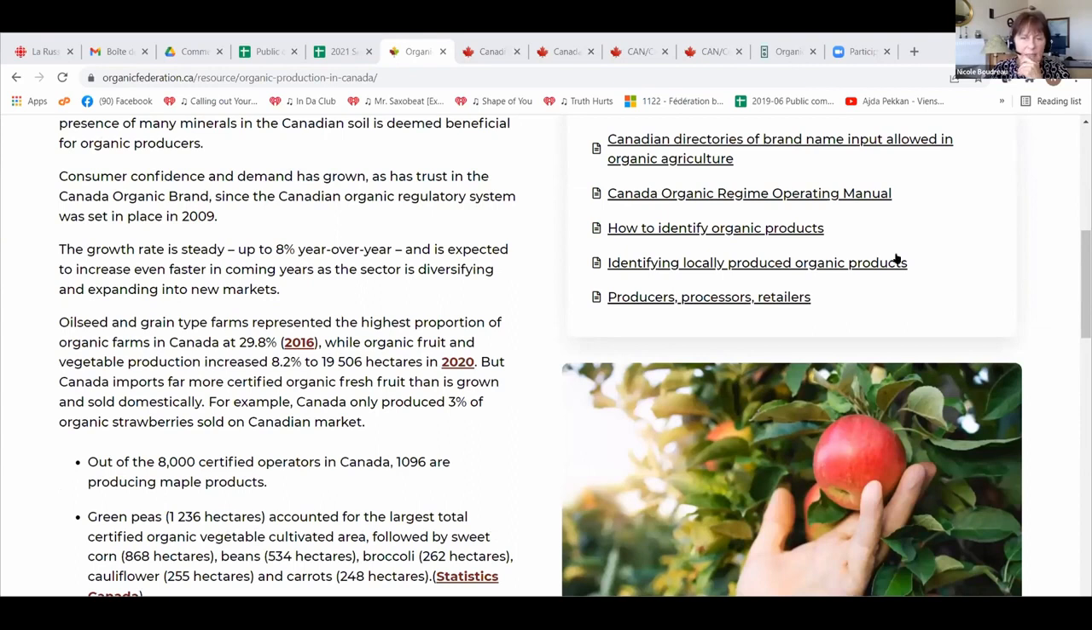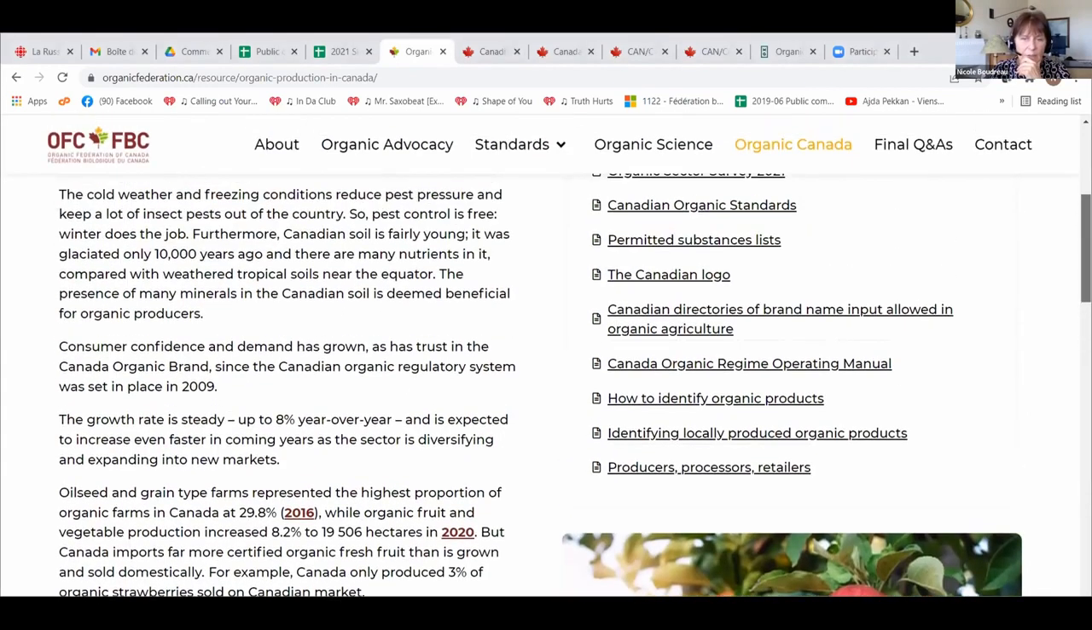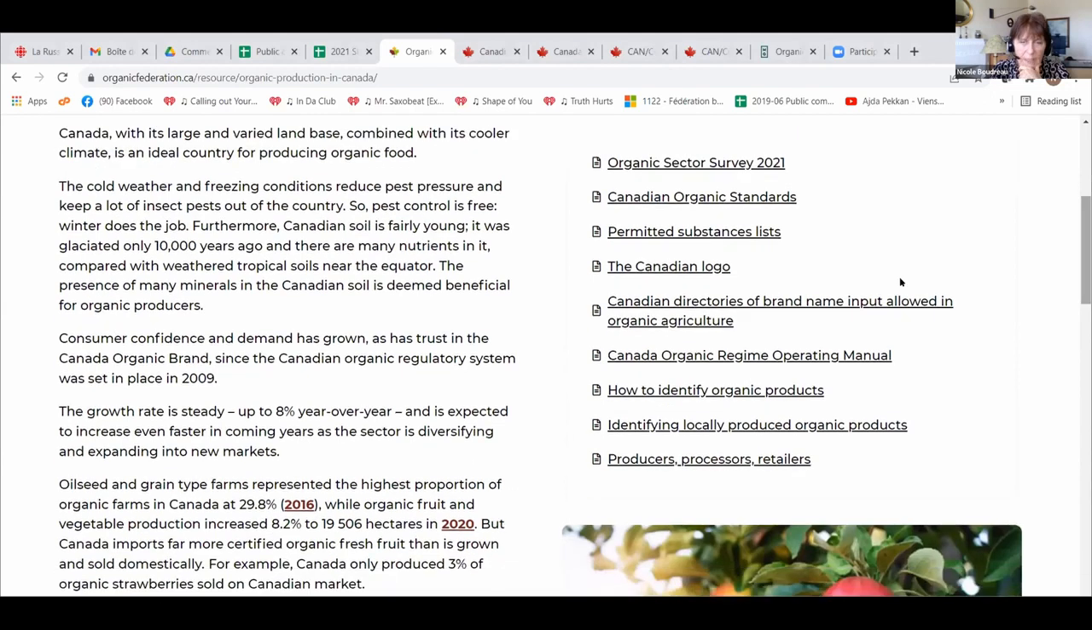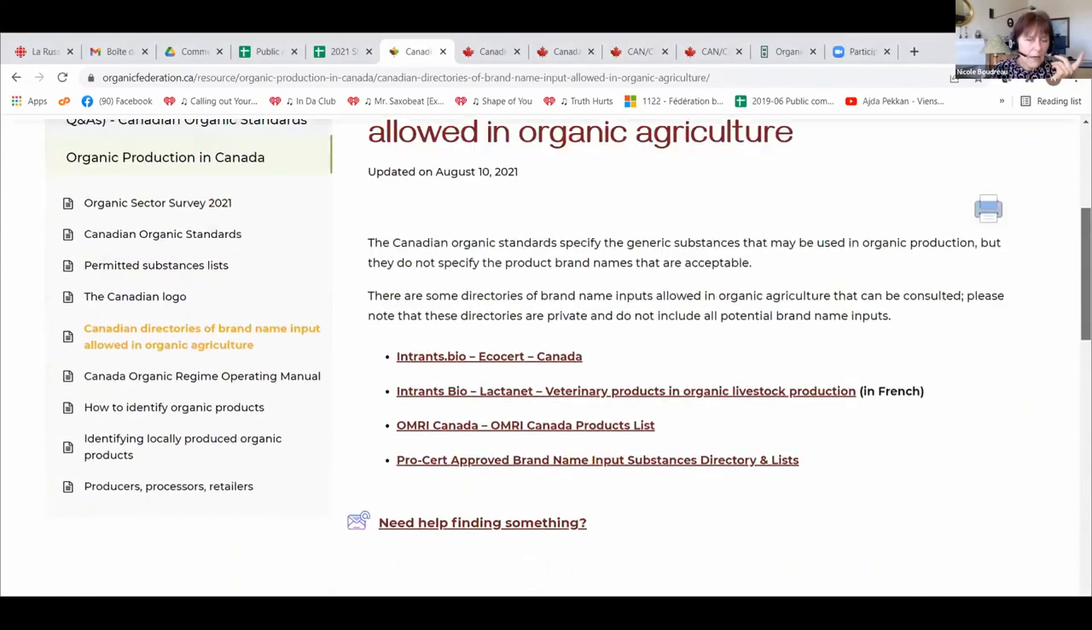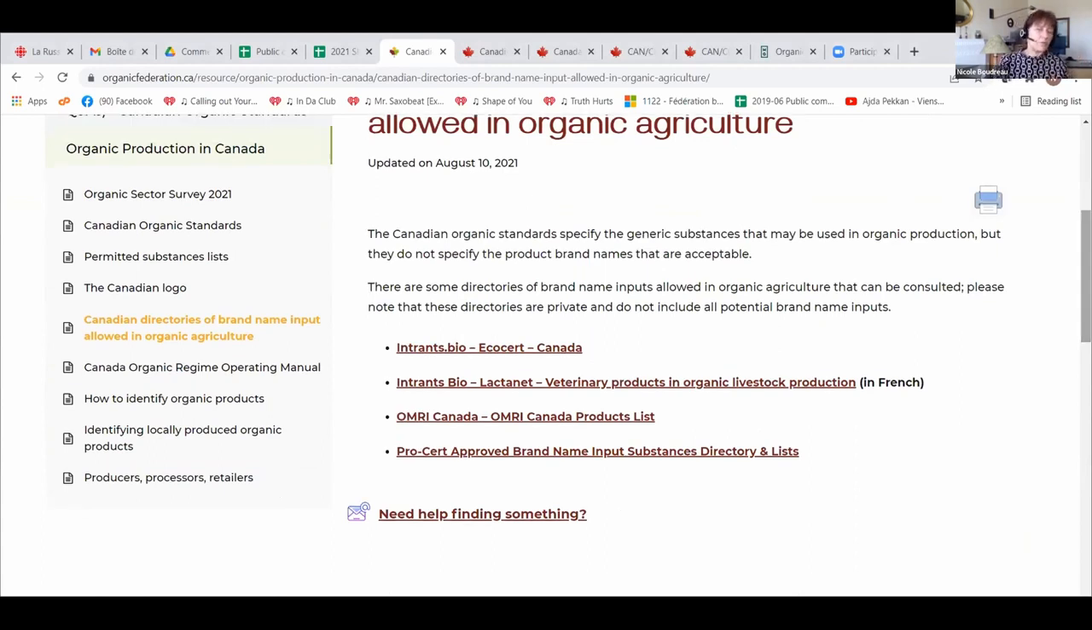So on the website, we have put Canadian directories of brand name inputs allowed in organic agriculture, because you have to learn where to buy inputs. If you produce your own compost, for sure, but there are substances that you would buy. Some certification bodies such as EcoCert and ProCert have a program under which manufacturers can apply, and this certification body will approve the substance.